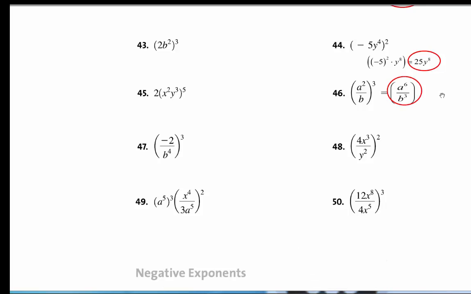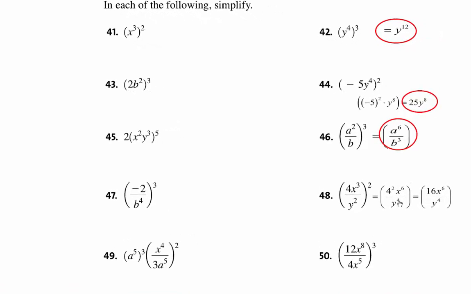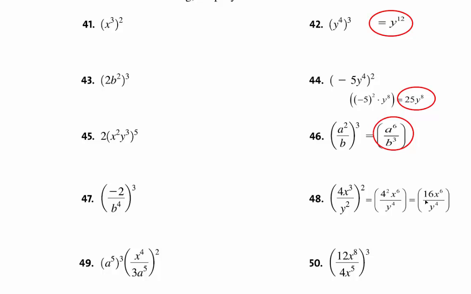Let's try 48. So in 48, this is 4 raised to the 1. We multiply the 1 and 2 to get 4 squared. The 3 and 2 give me 6, and the 2 times 2 gives me 4. And we know that 4 squared is the same as 16. So here's my final answer.